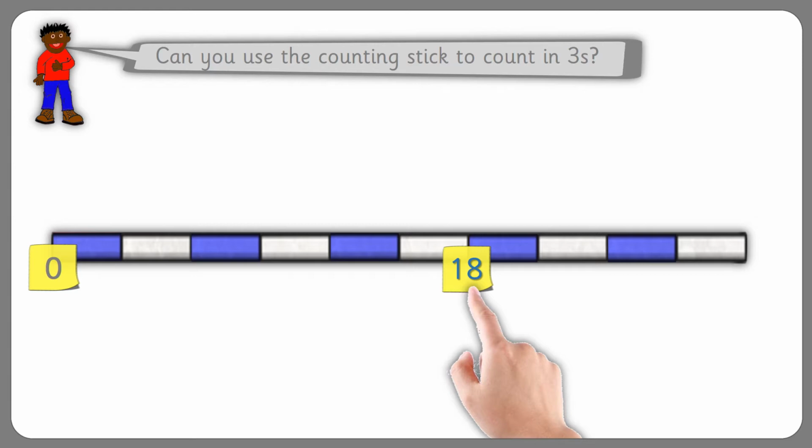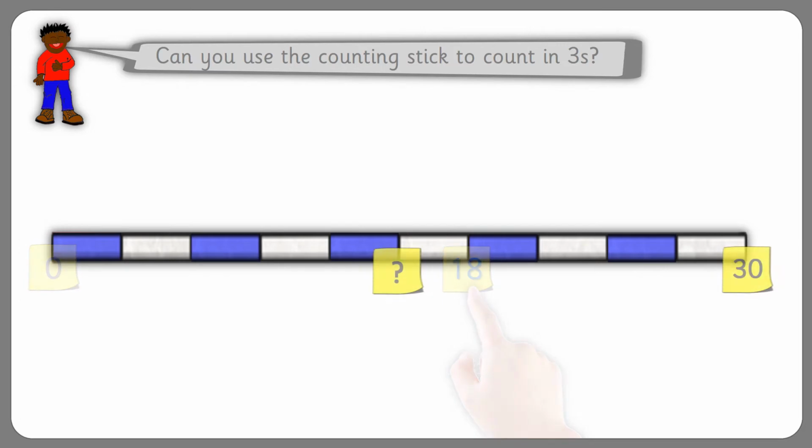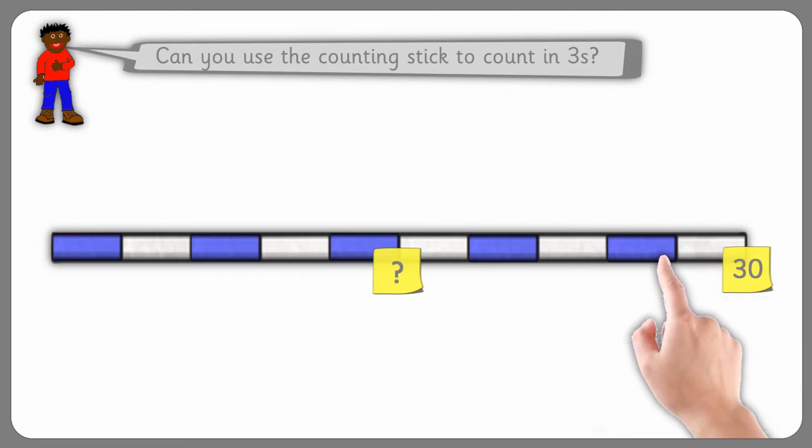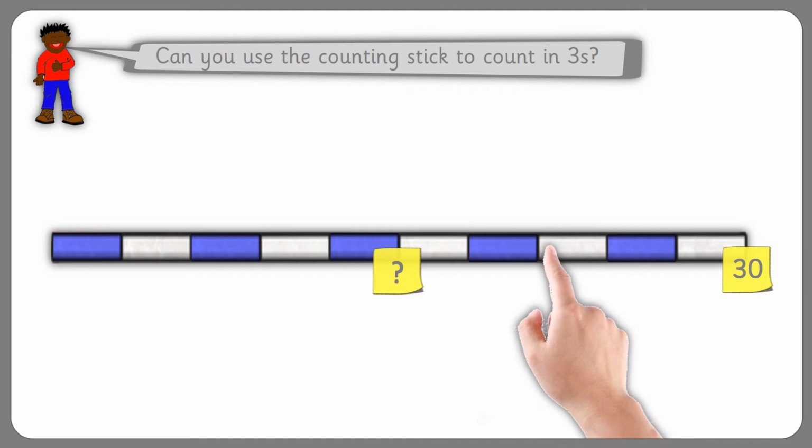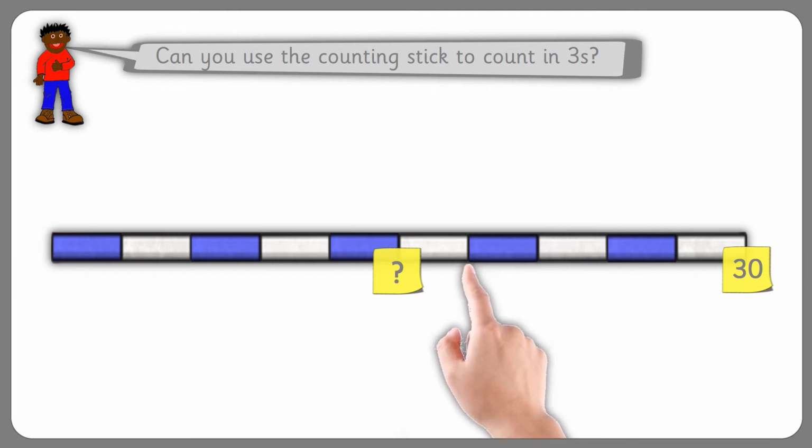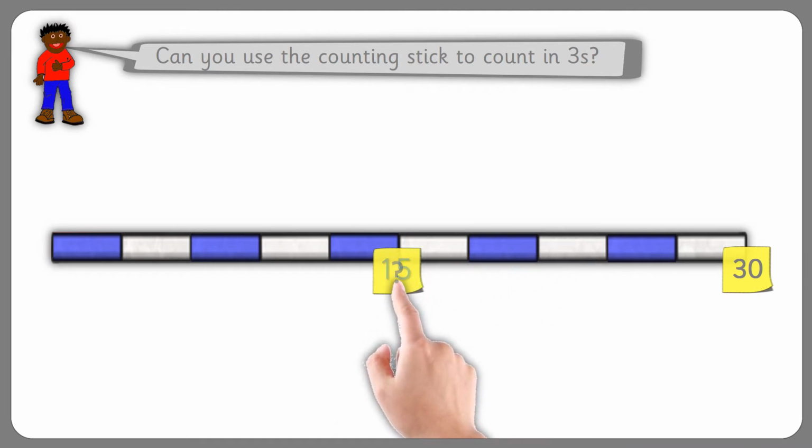Now, Sunny is going to put 30 on the end of his counting stick, and we're going to count backwards. Can you work out the next mystery number? Okay, let's see if we can work this out together. Starting at 30, 27, 24, 21, 18, 15 was the mystery number this time.